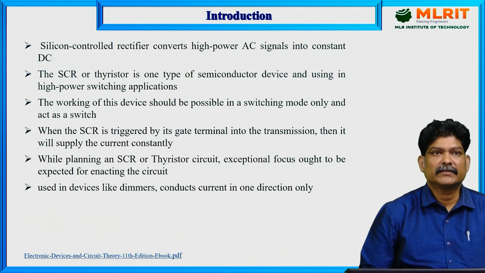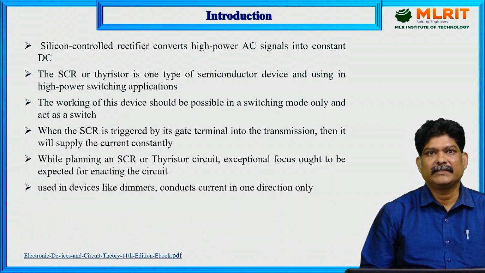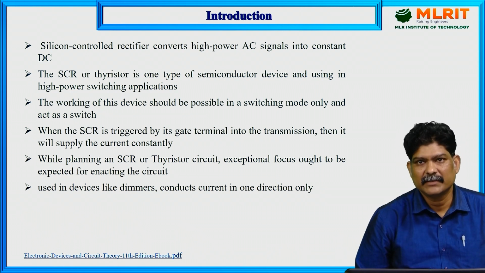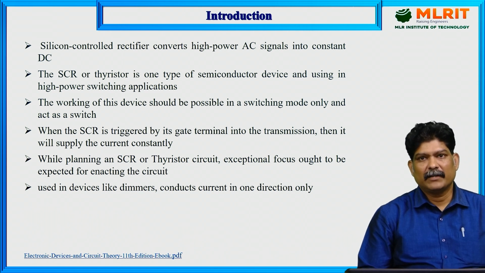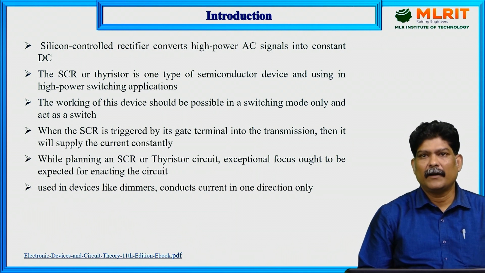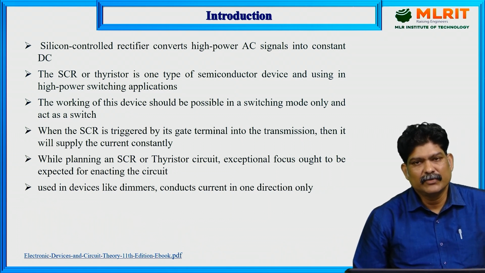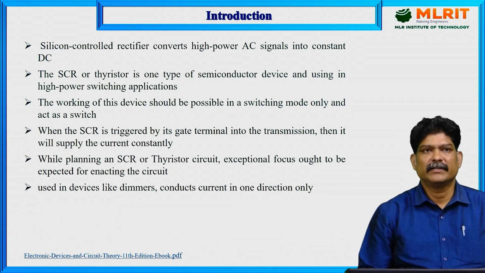Coming to the introduction to the SCR, a Silicon Control Rectifier converts high power AC signals into constant DC output signals. The name itself represents a rectifier, which converts an AC signal into a DC signal. Normal diode rectifiers are used to convert low AC signals into constant DC signals, whereas SCRs are very effectively used to convert high power AC signals into constant DC signals.